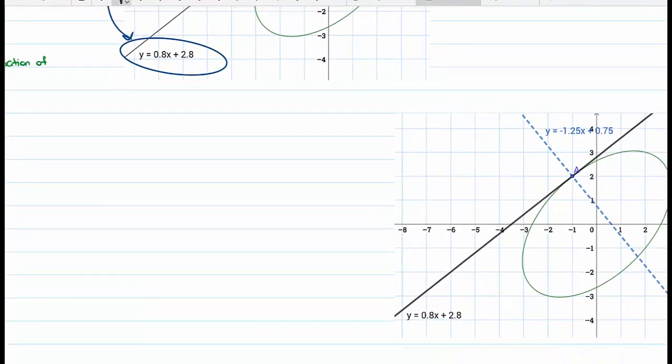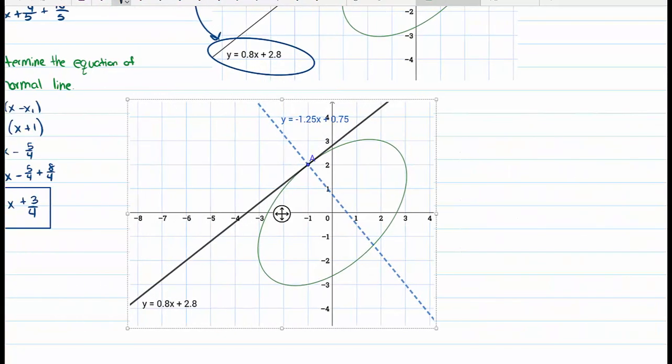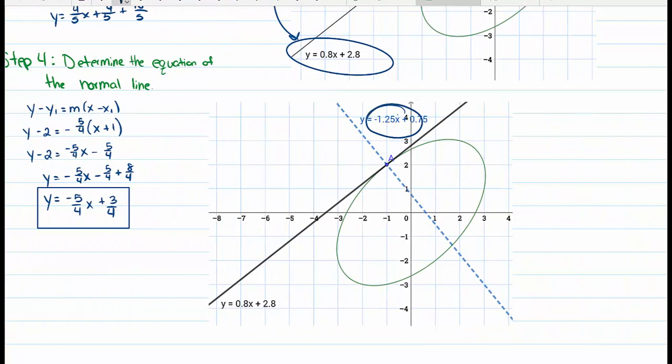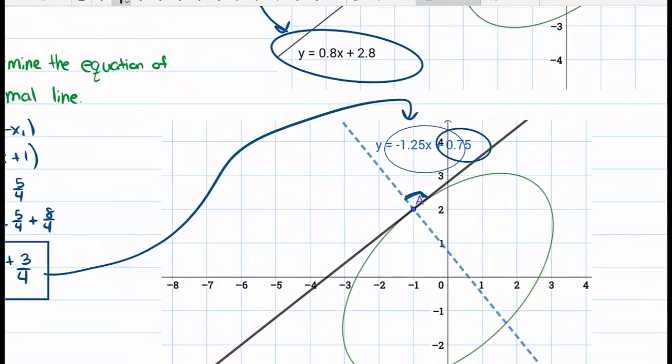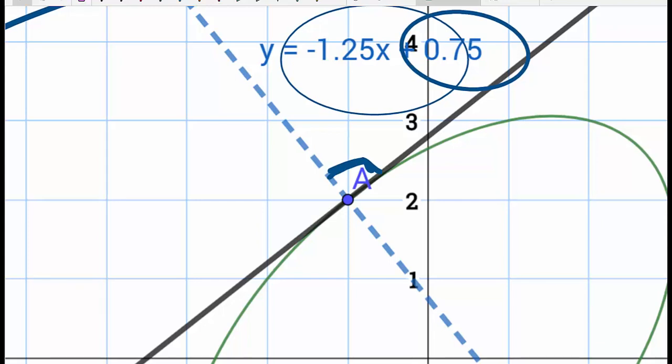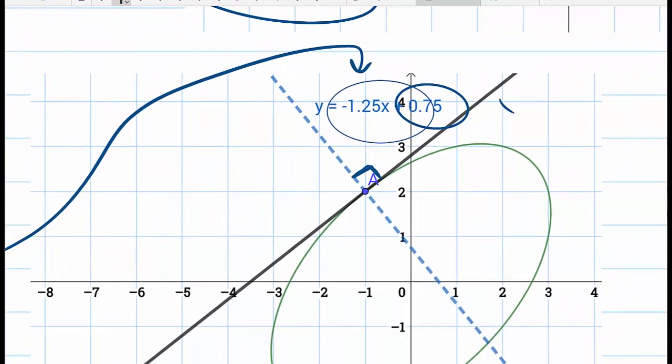Let me go grab it real quick and put it where it belongs. Here we go. And you can see right here, you have a slope of negative 5/4 and the y-intercept of 3/4. So it matches. Okay, and again, remember, the normal is perpendicular to the tangent. If I can zoom in, there we go. The normal line is perpendicular to the tangent line, where this is the tangent and this is the normal.